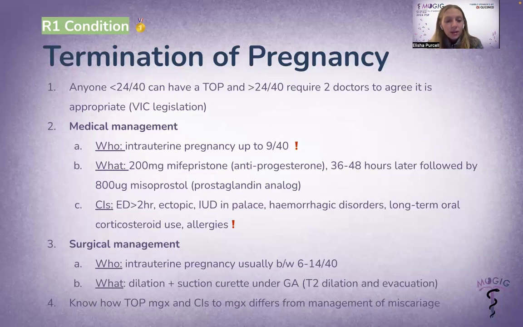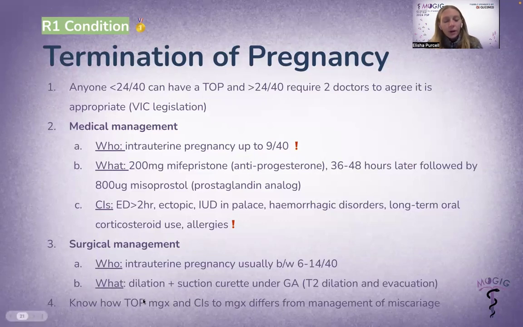For surgical management, who's eligible? In uterine pregnancy, it's usually between 6 to 14 weeks gestation. What does it involve? It involves dilation and suction curette under GA. If it's a second trimester surgical management, then that's very simply what it involves. You also do get given misoprostol with the surgical management, as well as antibiotics, but I don't think you need to know the key numbers there. Main thing is just, what does it involve? The suction D&C.